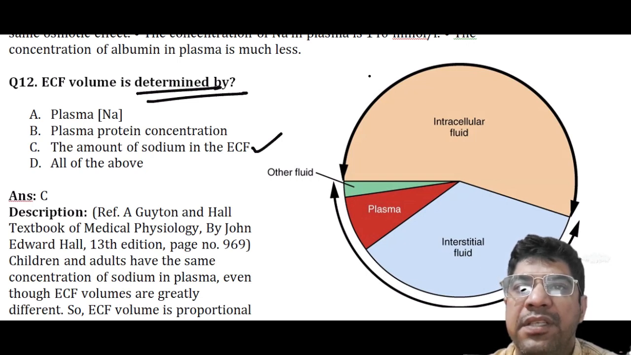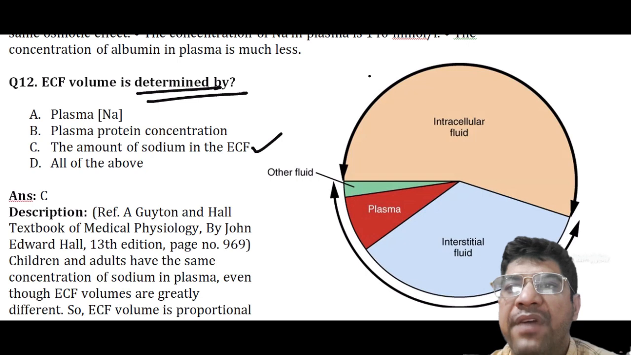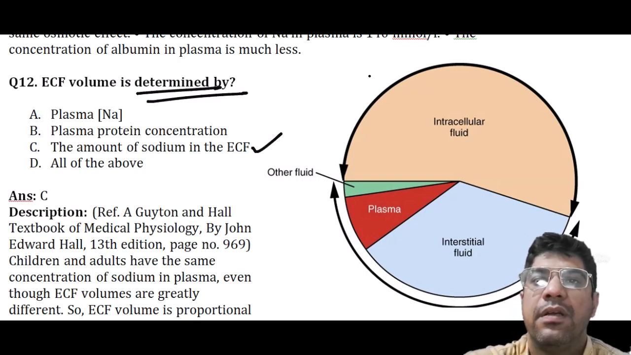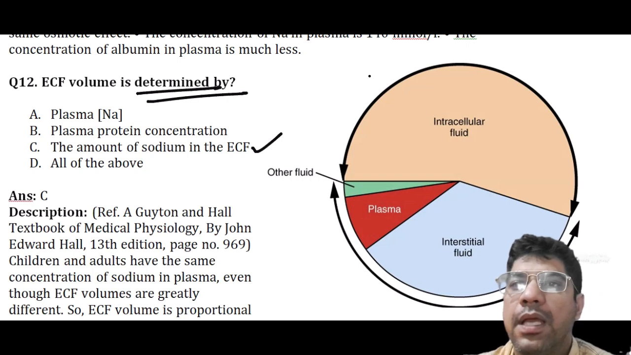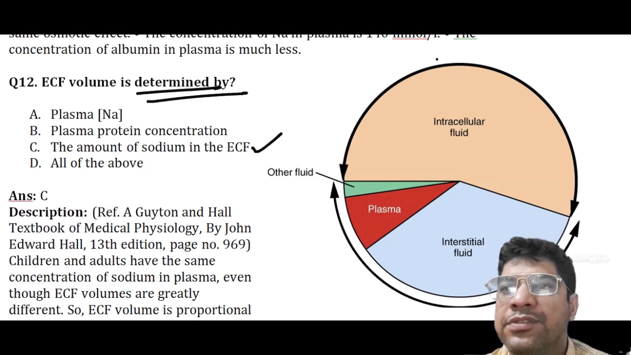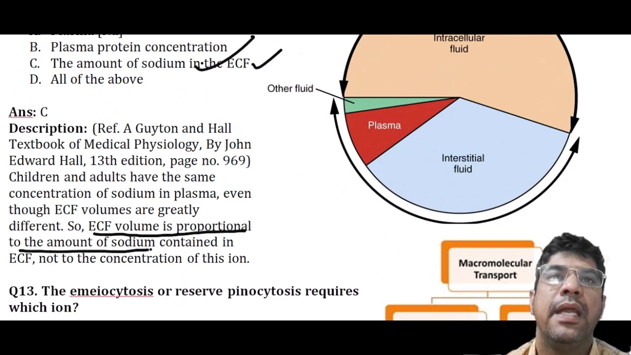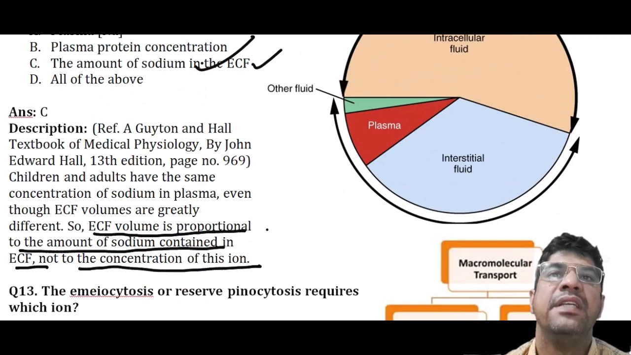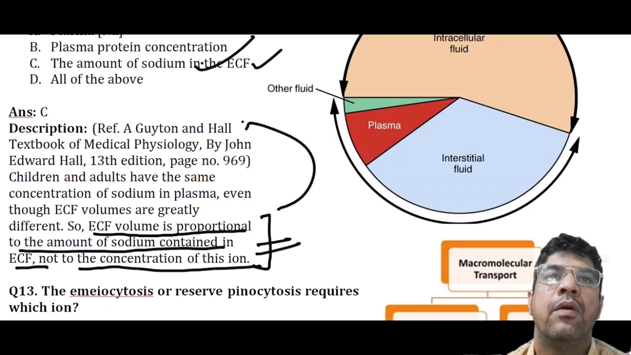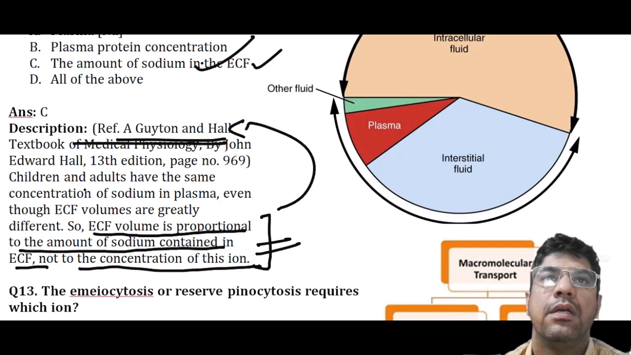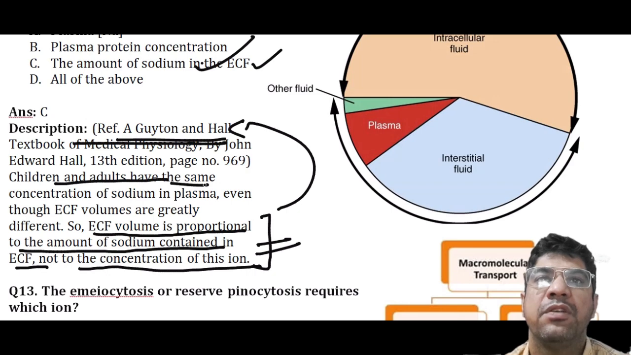The concentration of the plasma is not the primary factor that determines how much ECF you have. The more sodium you have in the ECF, the greater the ECF volume. So ECF volume is proportional to the amount of sodium contained in the ECF and not to the concentration of these ions, as per Guyton and Hall. Children and adults have the same concentration of sodium in plasma even though ECF volumes are greatly different.